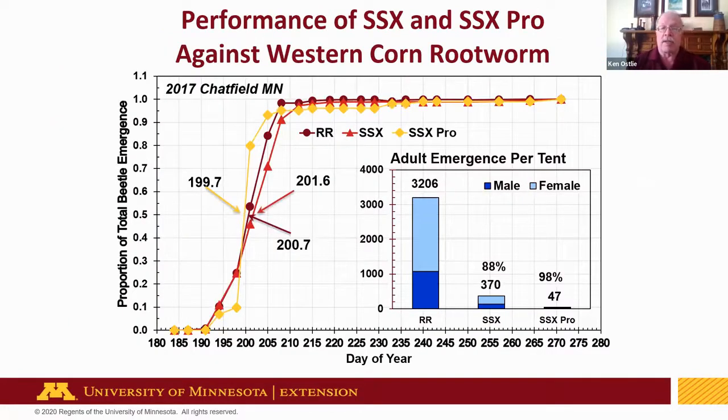If we take a look at a resistant population where we basically had resistance to VT triple and some cross resistance to 3111 or Agrisure rootworm traits. Here you see that the smart stacks is still working well in this situation because you've got protection on the Herculex component of smart stacks. And then on the smart stacks pro, you can see that it's working much better and getting a good level of kill in this resistant situation.